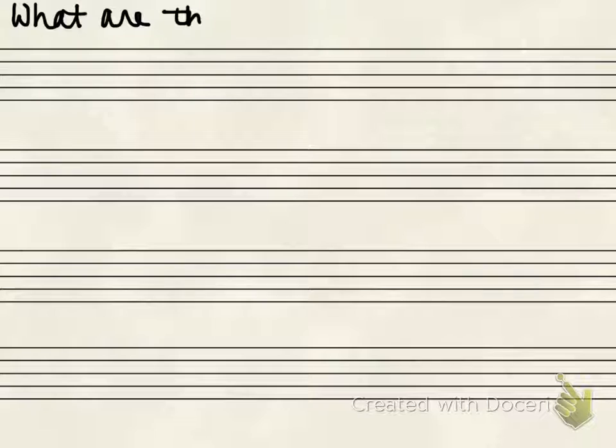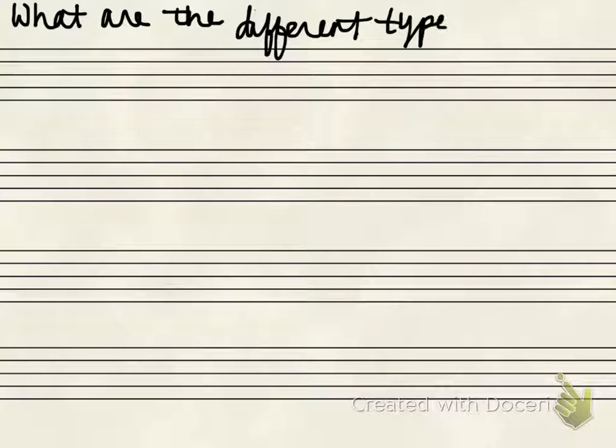What are the different types of seventh chords?